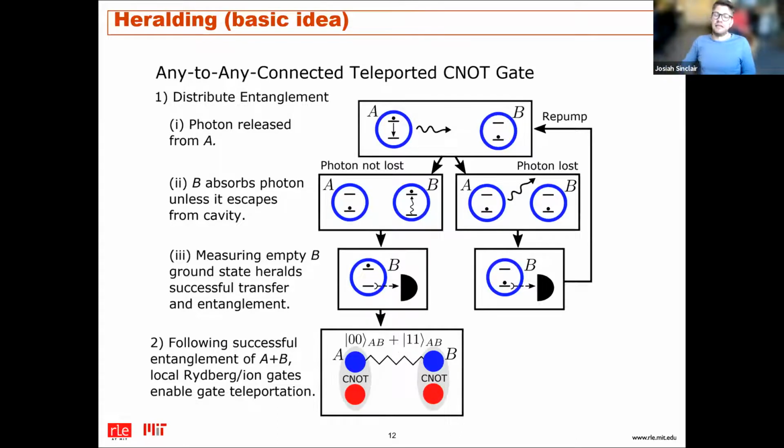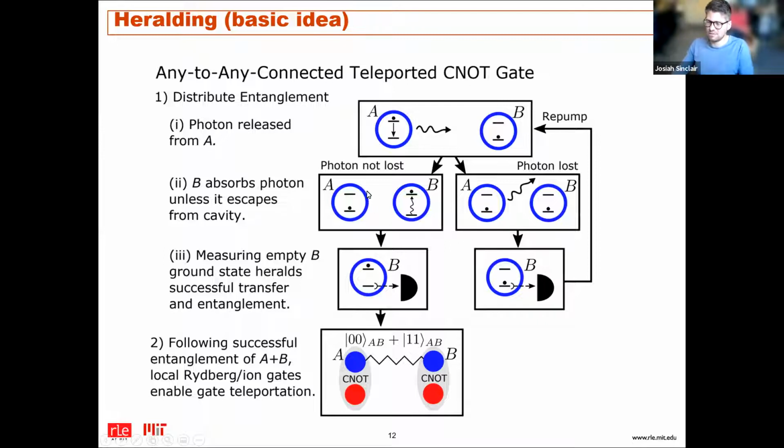So here's a basic idea of how heralding Bell state creation might work. It's a simplified version. You've got your two communication qubits, A and B, which I have represented as two-level atoms here. To entangle them, we start with communication qubit A in the upper state and communication qubit B in the lower state. We then apply individual fields and first induce communication qubit A to release a photon into the cavity, which now in step 2 is absorbed by communication qubit B, exciting it.